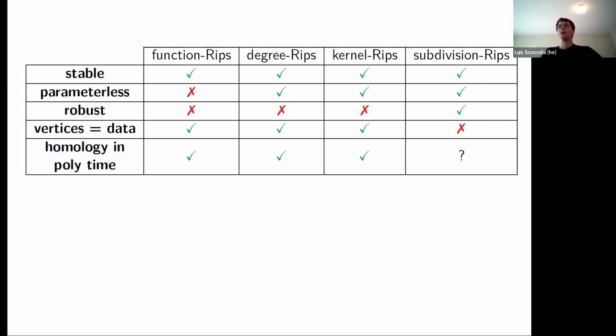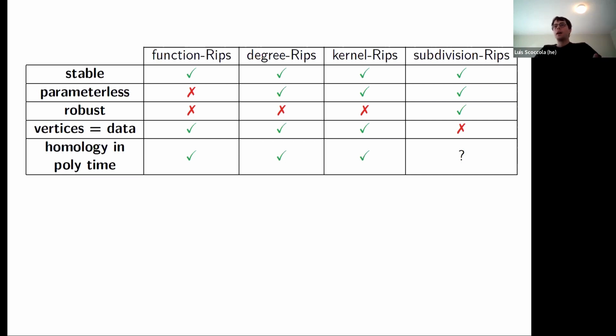really well. Now, subdivision-Rips has this property that none of the other ones has, which is being robust, but it comes at basically two costs. One is that the vertices are no longer data points. The vertices are subsets of data points because they are simplices in the original Vietoris-Rips, and these are not even disjoint. So in order, for example, to do clustering, it's not clear how you would translate a connected component of subdivision-Rips into a subset of your original data.